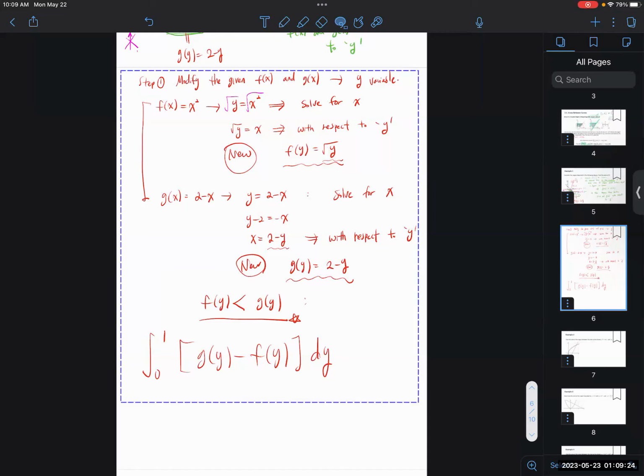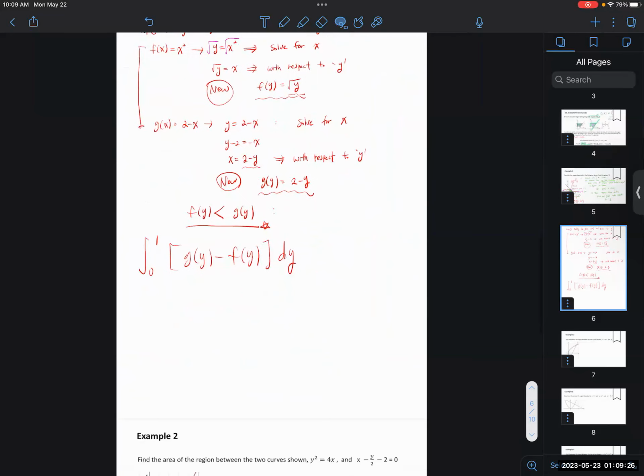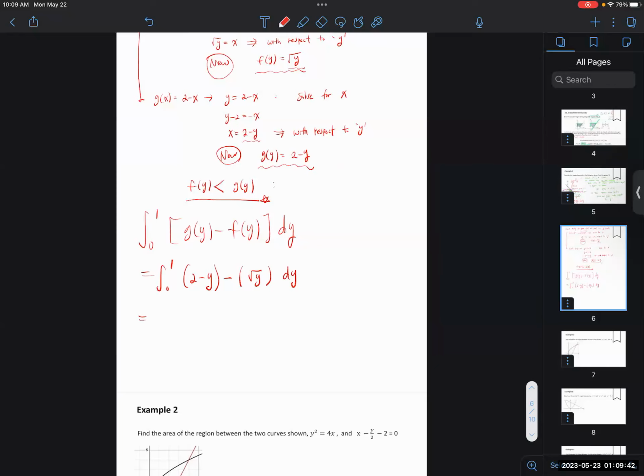I'm going to make a little bit of space. So therefore, we have 0 to 1. g is what? 2 minus y, minus f, which is what? Radical y. So we are going to work on this. If you separate it, everything is separated: the integral from 0 to 1 of 2 dy, minus the integral from 0 to 1 of y dy, minus the integral from 0 to 1 of radical y dy.